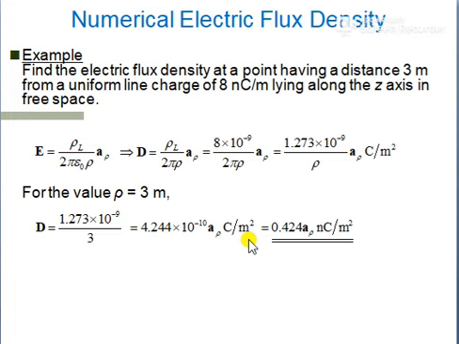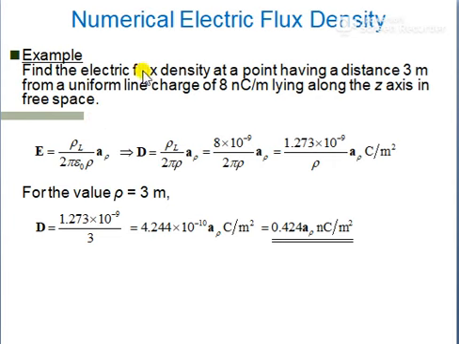Previously we have discussed electric flux density. So now we will discuss one of the examples on electric flux density. Find electric flux density at a point having a distance 3 meter from a uniform line charge of 8 nanocoulomb per meter lying on the z-axis in free space.